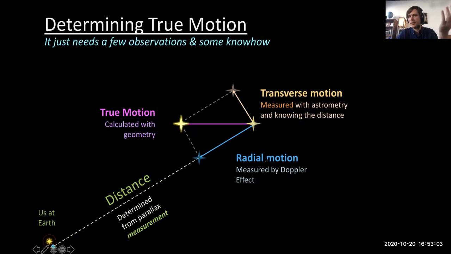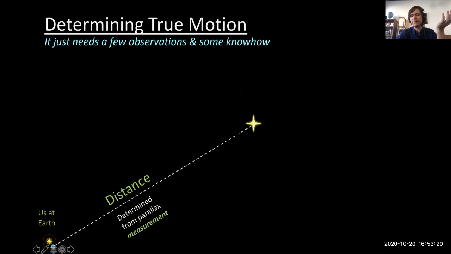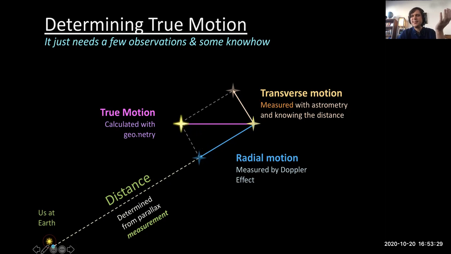The radial component is fairly easy. Just do a Doppler measurement to determine how much is moving towards us or away from us. Notice that I've colored this one blue because it's moving towards us, so its spectral line should be blue shifted. The combination of these two motions is the true motion, or rather, a different way to think about it is this true motion can be broken down into these sub-motions. And all we have to do is just use a little bit of geometry, and then we can calculate the true motion.